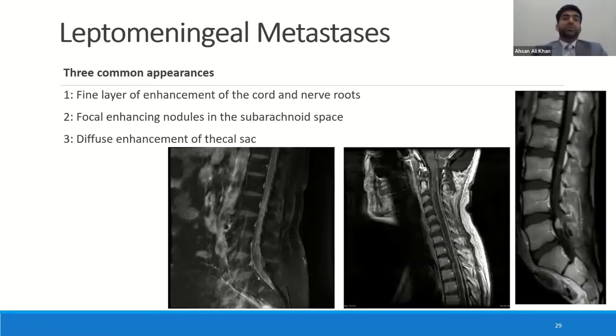I want you to remember these three common appearances when we are looking at leptomeningeal metastasis. For example, a fine layer of enhancement of the cord. Here you can see this kind of enhancement of the cord, and the same kind of enhancement can also occur in the nerve roots. Then, focal enhancing nodules in the subarachnoid space, you can see like this. And diffuse enhancement. Here you can see the diffuse nodular enhancement of the thecal sac. So these are the three common appearances of leptomeningeal metastasis.